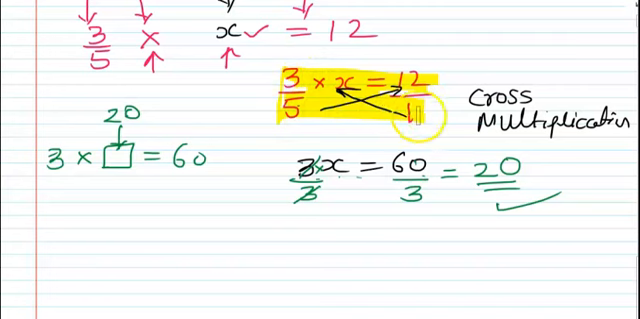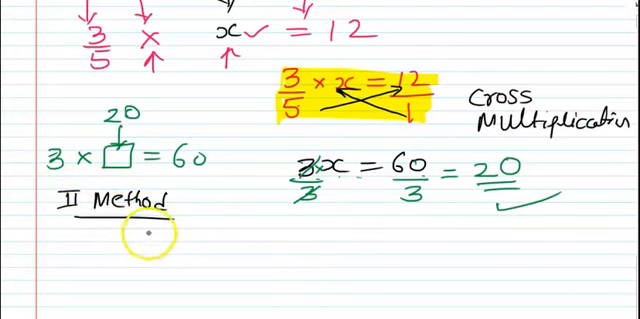And we need to find x. So let's write down the question. This is the second method. 3/5 of x is 12. So you start the reverse process here. So this is 12. You can multiply by the reverse of this, the inverse operation.